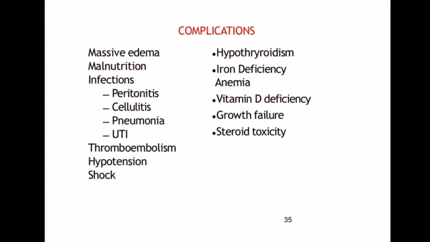Now, what complications can develop? These are massive edema, malnutrition, infection like peritonitis, cellulitis, pneumonia, UTI, thromboembolism, hypotension, shock. All this can develop. Or there is hypothyroidism, iron deficiency, anemia, vitamin D deficiency, growth failure, steroid toxicity. So we have to follow up the patient for the development of complications, and if a complication develops, we have to manage it.